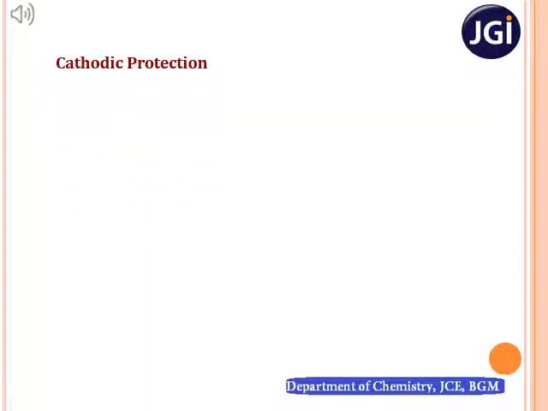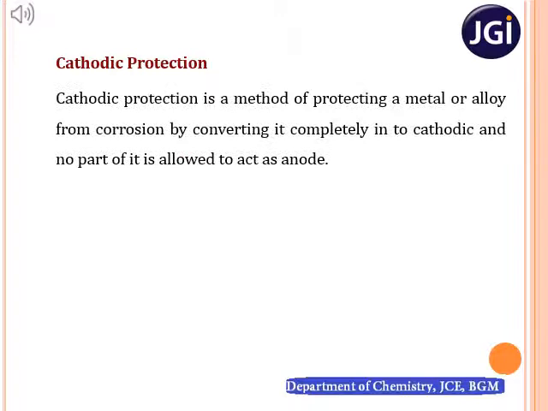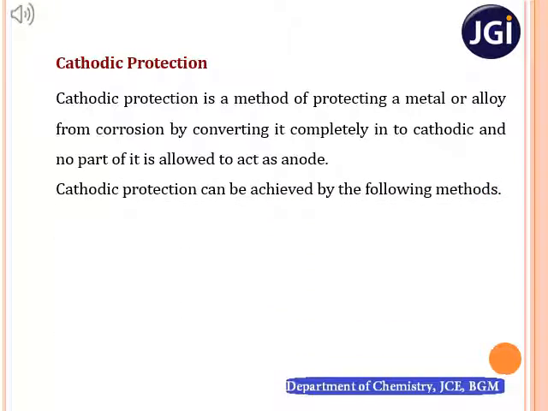The second method of corrosion control is cathodic protection. The metal can undergo corrosion if it acts as anode. If that metal is converted to cathode, then the metal will not undergo corrosion and hence it is protected from corrosion. Therefore, in cathodic protection, the metal to be protected is converted to cathode and no part of it is allowed to act as an anode. This is achieved by supplying electrons to the metal from an external source.